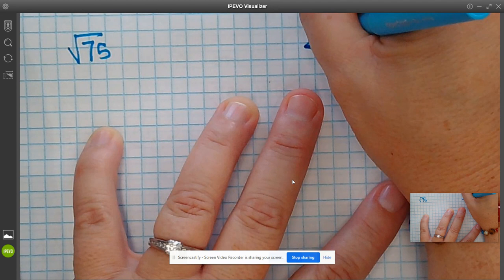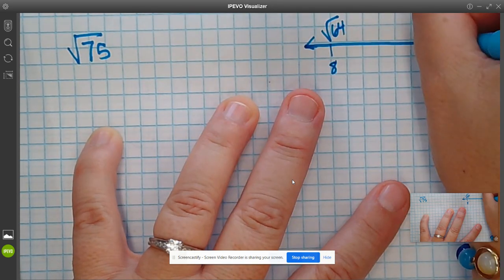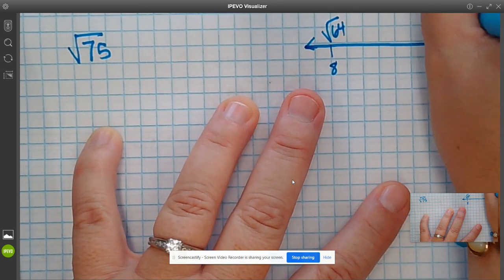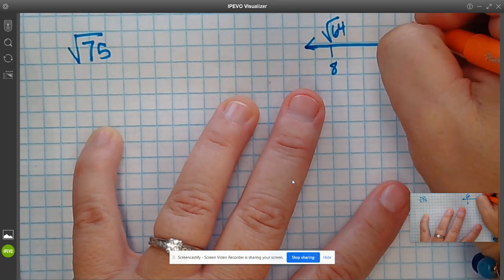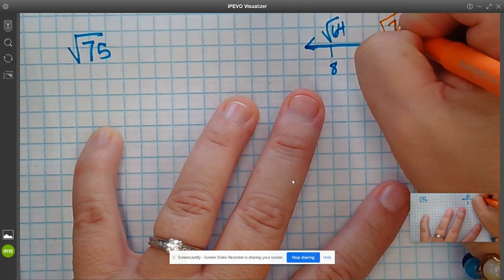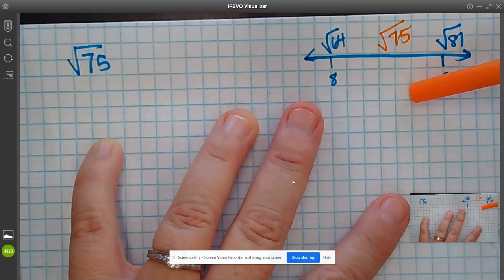And that's the square root of 64. Right? And then 9 times 9 is 81. Well, that's a little bit more. So I think I have narrowed it down. The square root of 75 is somewhere in here, right? So I could pick something in here.